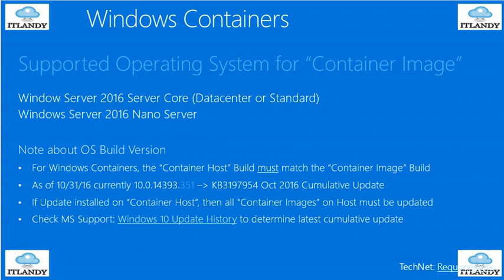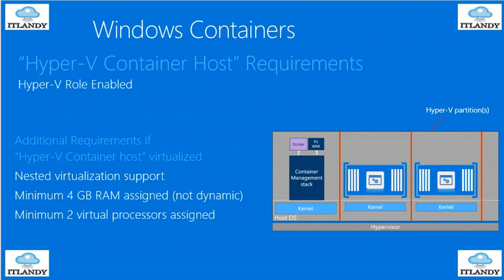Next, the Hyper-V container host requirement: the Hyper-V role enabled. There are additional requirements if the Hyper-V container host is virtualized: nested virtualization support, a minimum of 4 GB RAM, and a minimum of 2 processors. Now, if we decide to use Hyper-V to encapsulate each container in a lightweight virtual machine, then for hostile multi-tenancy scenarios, we need highly regulated environments, hostile environments, and computing workloads.